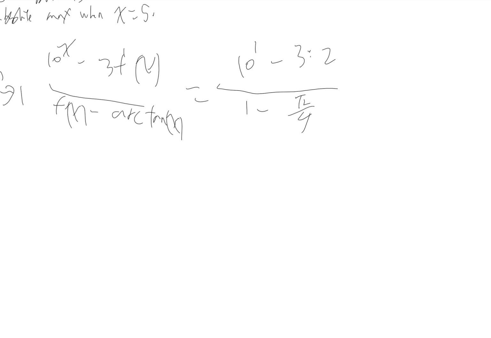Yeah, so this is what we get, and we can simplify it a little bit more. So this is equal to 6 over 4 over 4 minus pi, which is equal to, this is 4, so it's 16 over 4 minus pi.